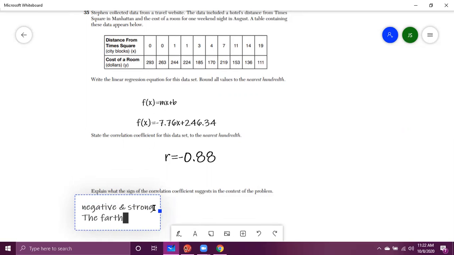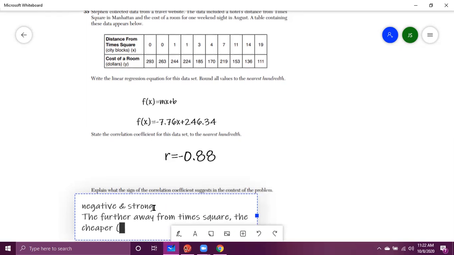So the further away from Times Square, the cheaper or lower the room would be.